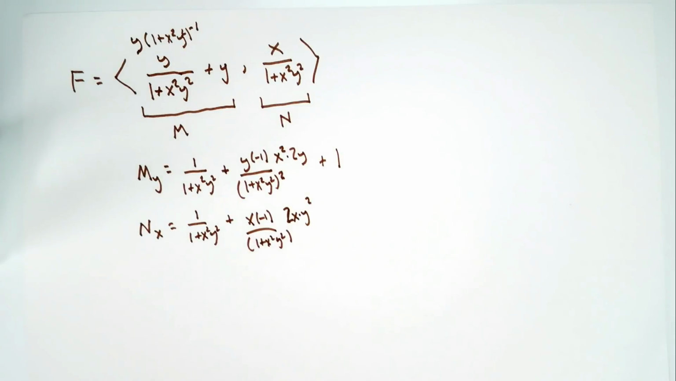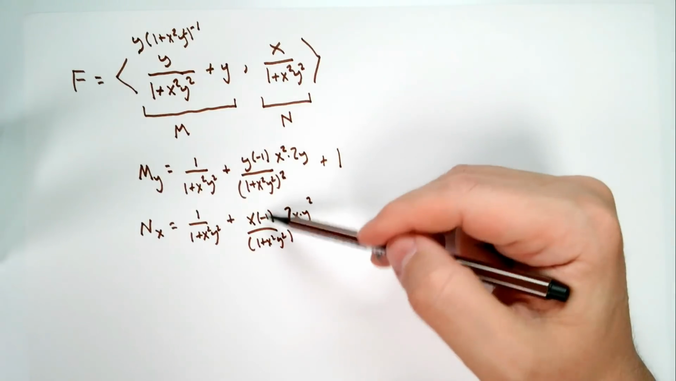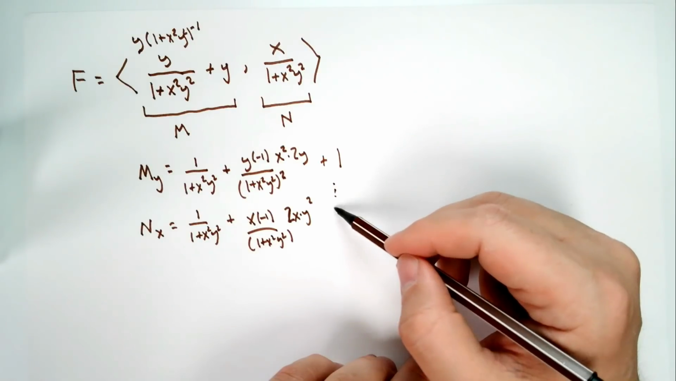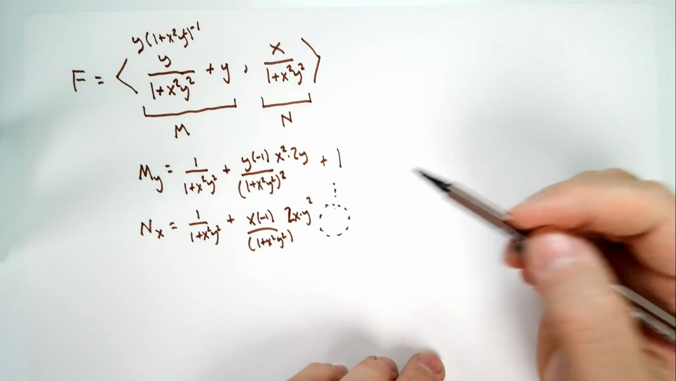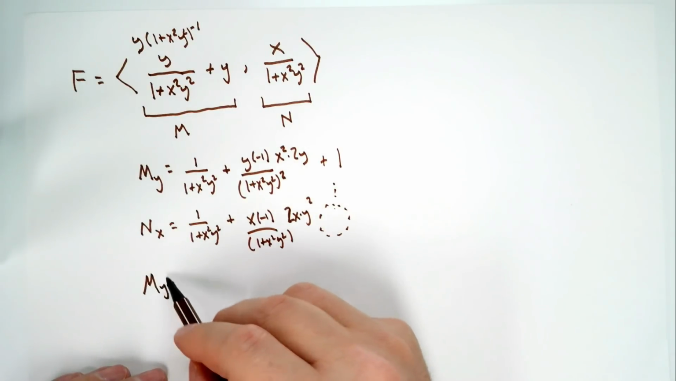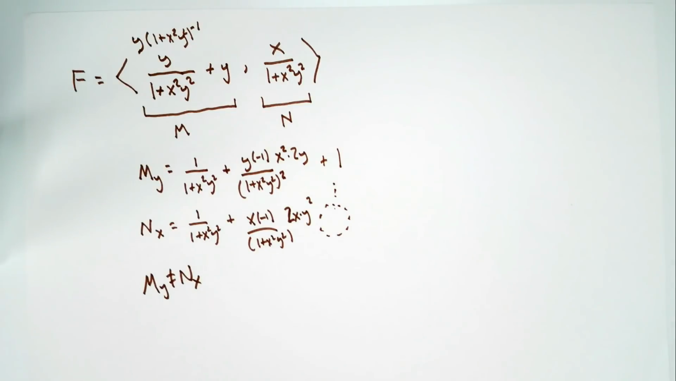And if we stare at this for a few minutes, we'll see these pieces match, and these pieces match, but there's nothing down here to match. So this is a case where m sub y does not equal n sub x. So this is not conservative.